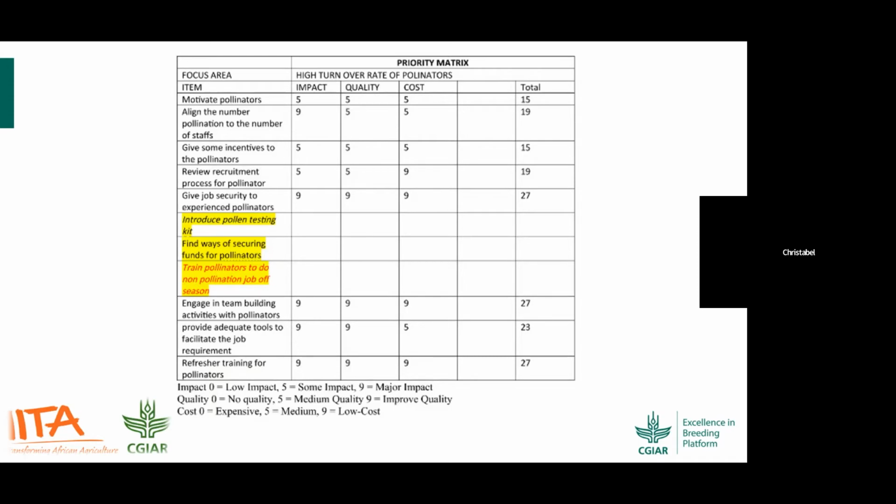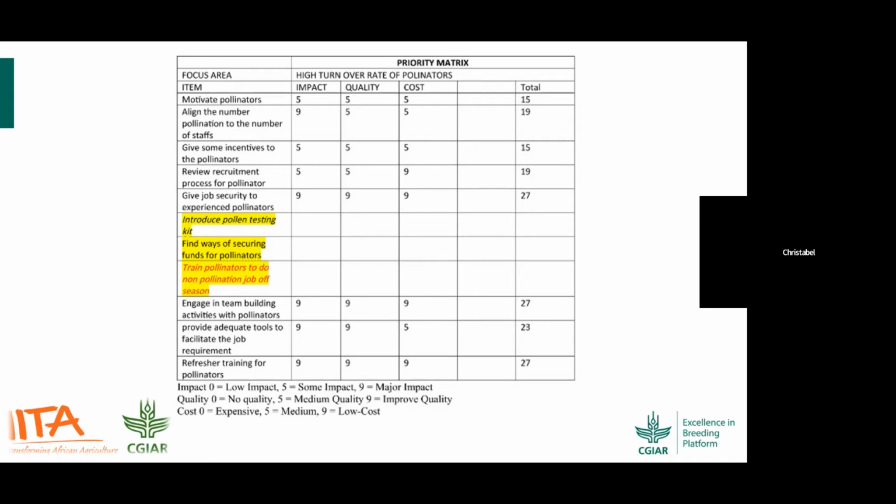So then the highest score that we found as we did the priority matrix score was that if we could give the refresher training for pollinators, this should be our priority. And it also engaged in team building activities with pollinators. It also gave us a high score. Then the other one is give job security to experienced pollinators. Those highlighted in yellow were found to be all falling under the category where we needed to buy equipment.